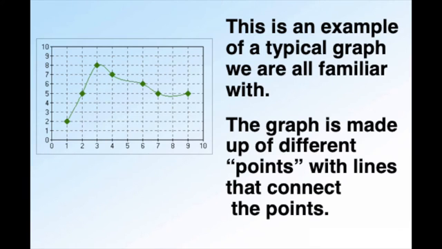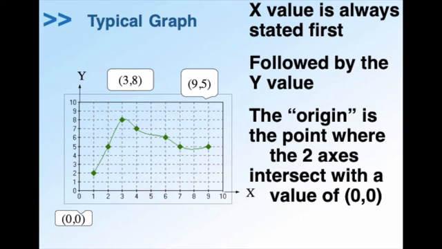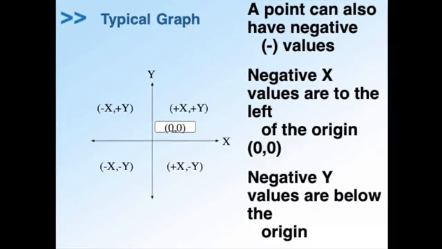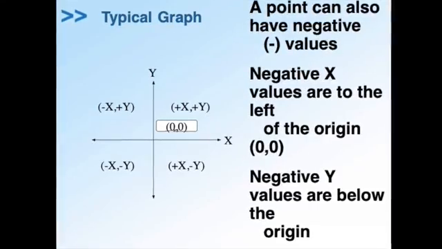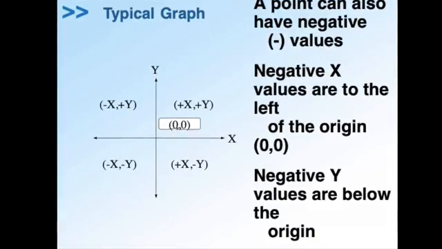This is a typical graph, you're familiar with it, and it's made up of different points that connect. If we take a look at this, each point has two values: the x value that runs along the horizontal axis and the y value that runs along the vertical axis. The x value is always stated first, followed by the y value. The origin is the point where the two axes intersect with the value of 0, 0. A point can also have negative values, as you can see. Negative x values are to the left, and negative y values are below the origin.